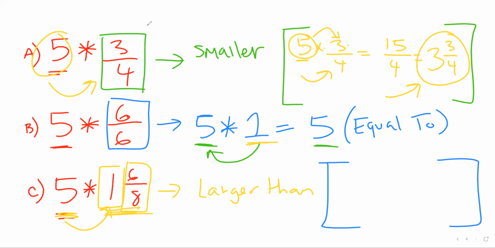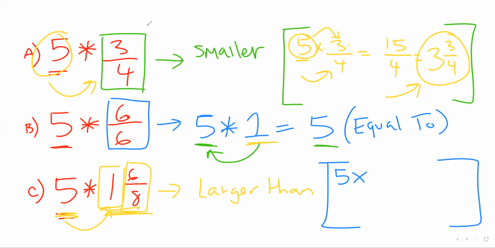Larger than 1, cool, it will be larger than the number I'm starting with. But again, here, 5 times 1 and 6/8. We actually haven't even talked about multiplying mixed numbers with whole numbers, but we can also just use estimation here as well.